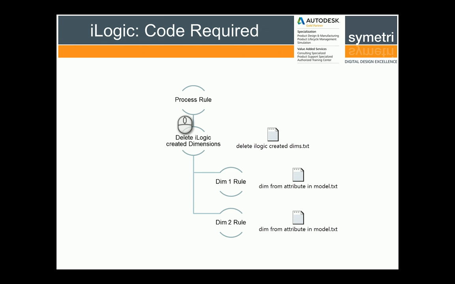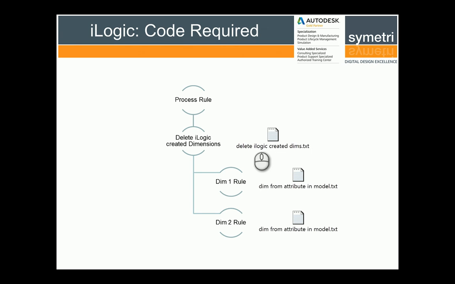So one of the things I'm very keen on doing as I use this method is making sure that each dimension gets a tag or an attribute associated with it, so that I can run a rule that will delete anything created by iLogic. That means that every time I run my process rule in my drawing, all my dimensions that iLogic's created get deleted. Any that are static get left alone. And then I can recreate them as required. Again, I'll take you through that.